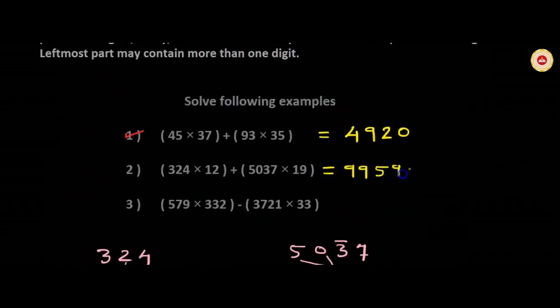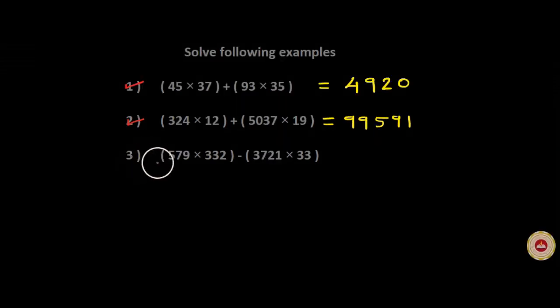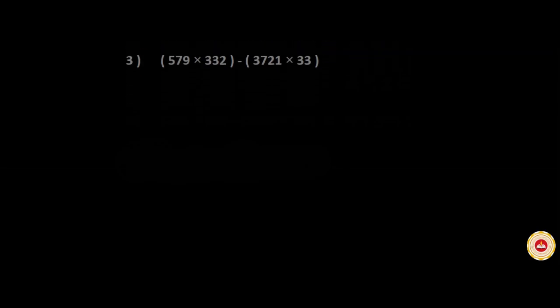That means 324 multiplied by 12 plus 5037 multiplied by 19 is 99,591. So let us solve next example. Third example, 579 multiplied by 332 minus 3721 multiplied by 33. So let us solve this example now.